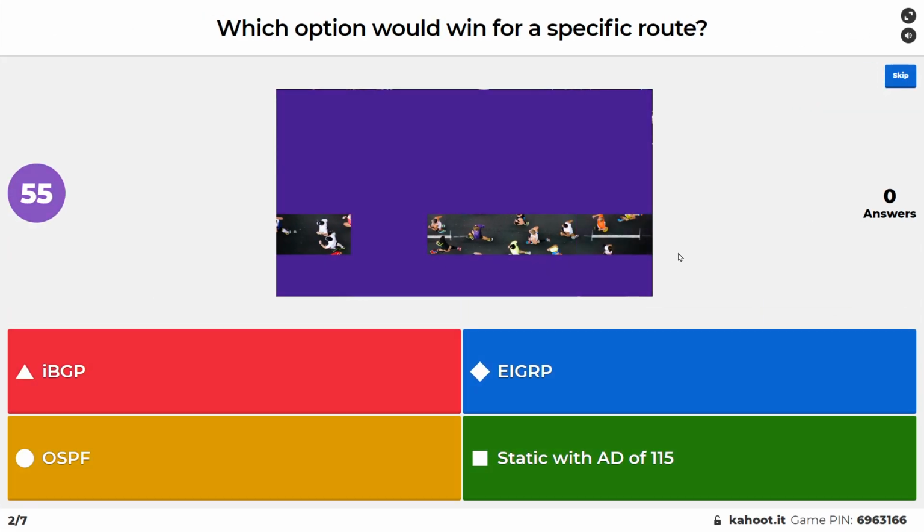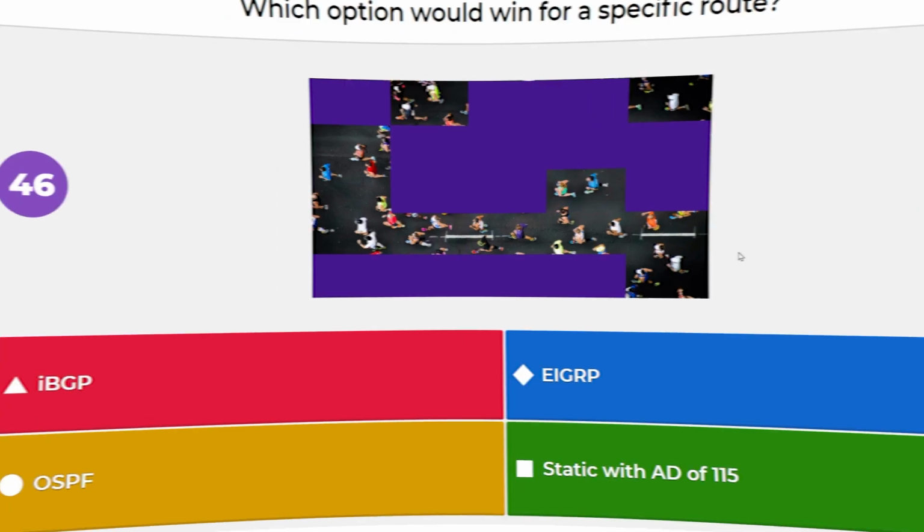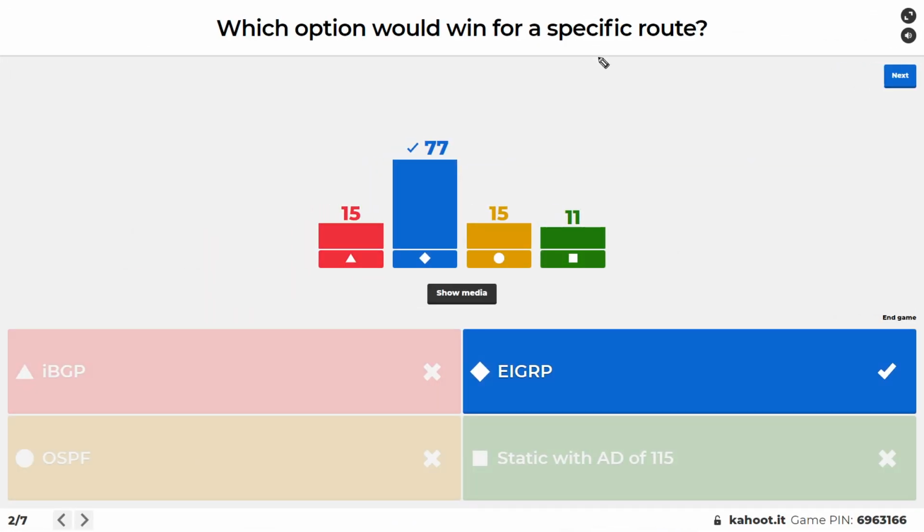Which option would win for a specific route? The question here is, which of these routing protocols has a lower administrative distance? And EIGRP, let's jot these out together. If you would chat in for me, what is the default administrative distance for an EIGRP internal route? And I will write that down as soon as I get that in.